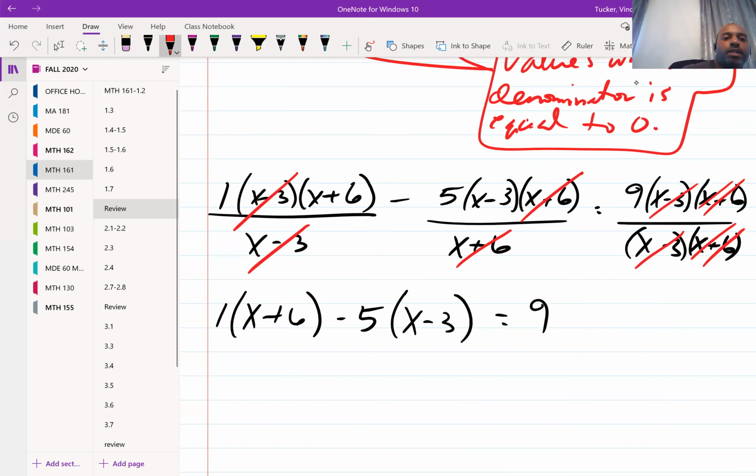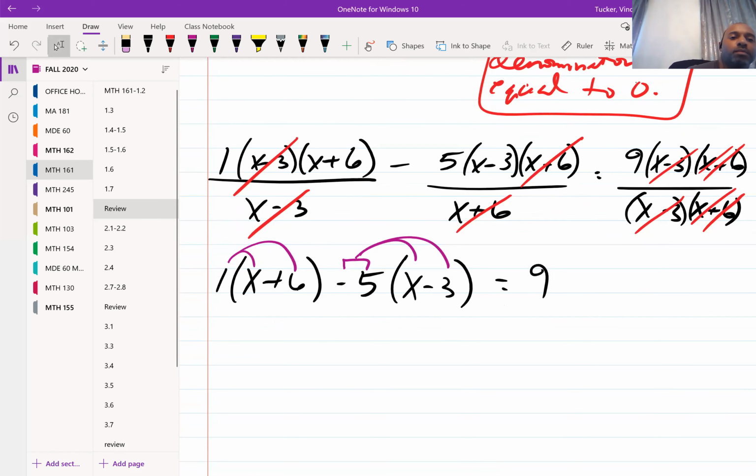So I left this 1 there. 1 times anything is itself, but I just want to make sure we were okay with the process. That's why I left the 1 there, because if that was a different number, then we will distribute. Same thing here with this minus 5. We are distributing negative 5. That minus stays attached to the 5. So it's x plus 6, negative 5x plus 15 equal to 9.